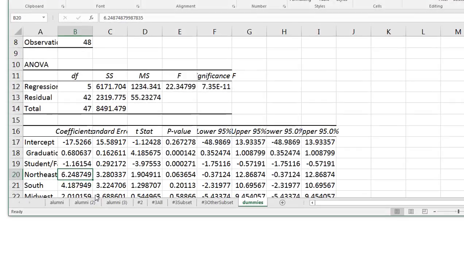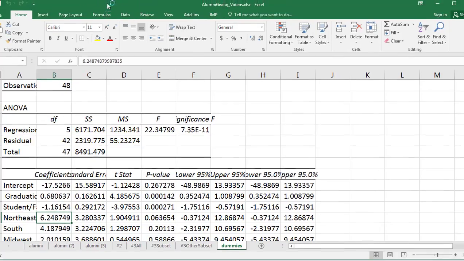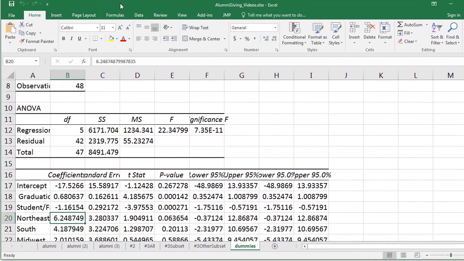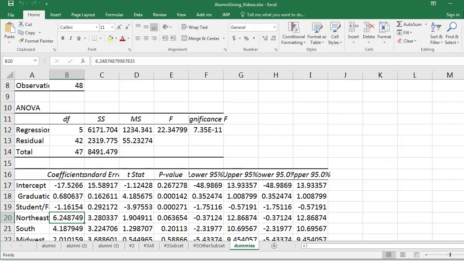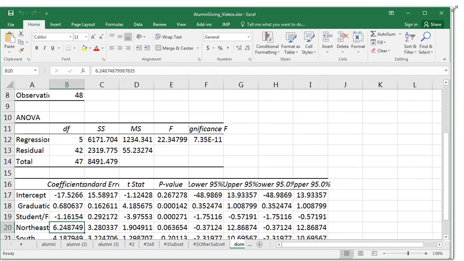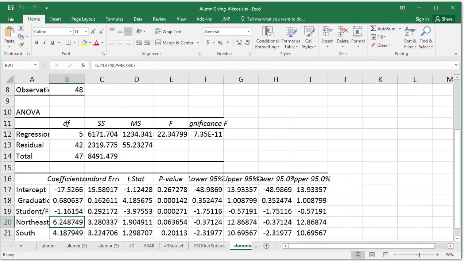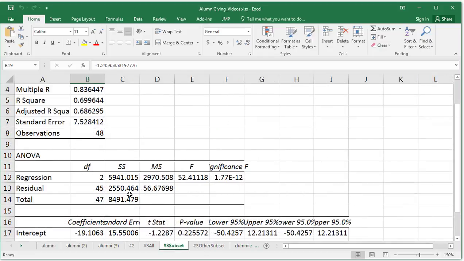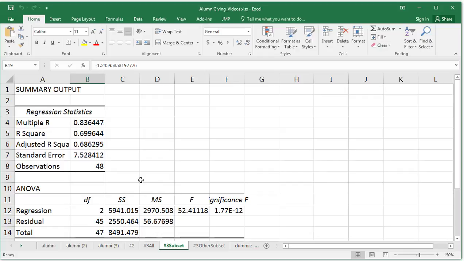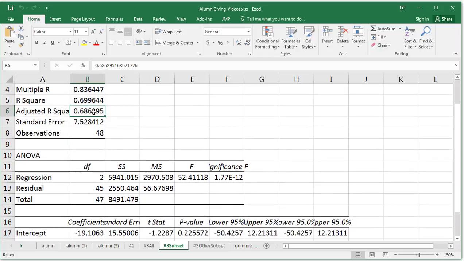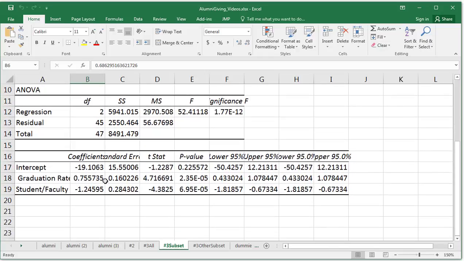And if you recall, the model that we liked the best was, the dummies didn't help us, it was this number 3 subset where we had the highest adjusted R squared and we had 2 independent variables, graduation rate and student faculty ratio. So let's use this model and create the residual plots.